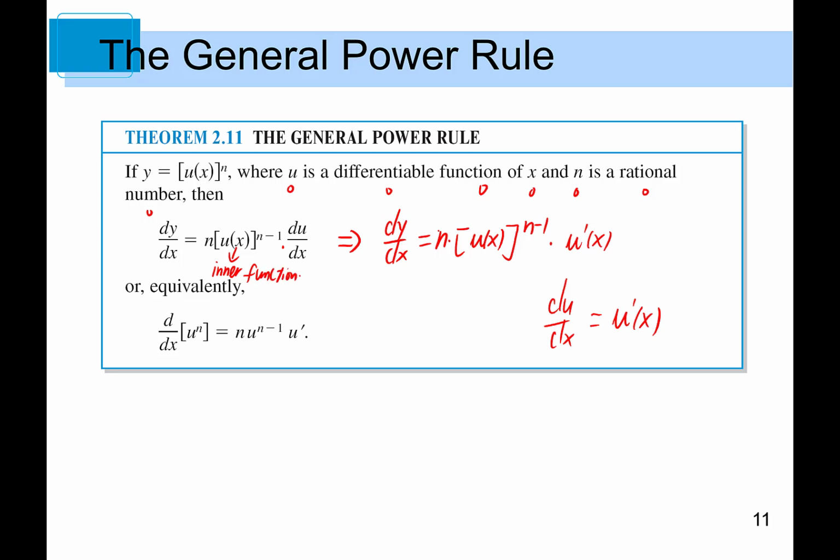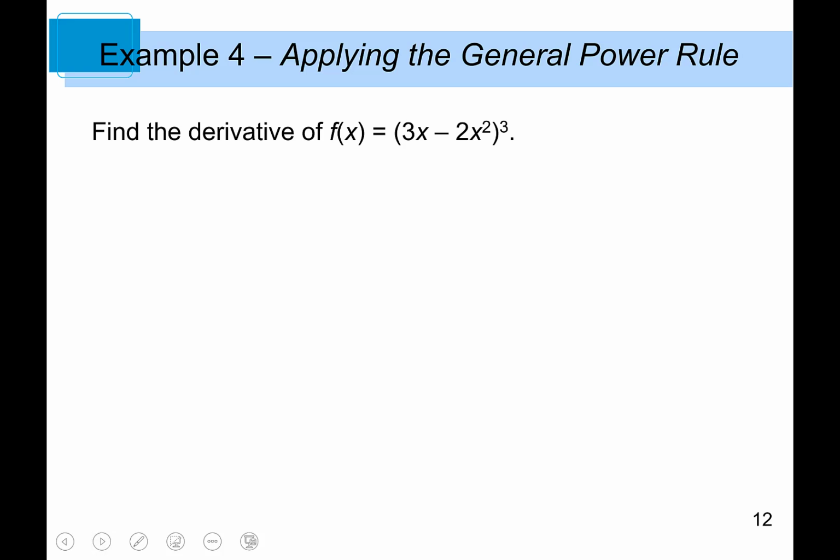Okay, and to put it in a simple form, you just write u to the n, and the derivative of that equals n times u to the n minus 1 power times u prime, multiplied by the derivative of the inner function. Okay, so let's take a look at this example. Find the derivative of f of x equals (3x minus 2x squared) to the third power.